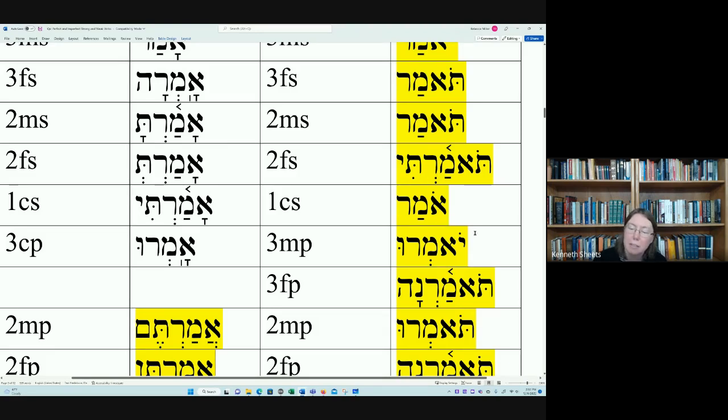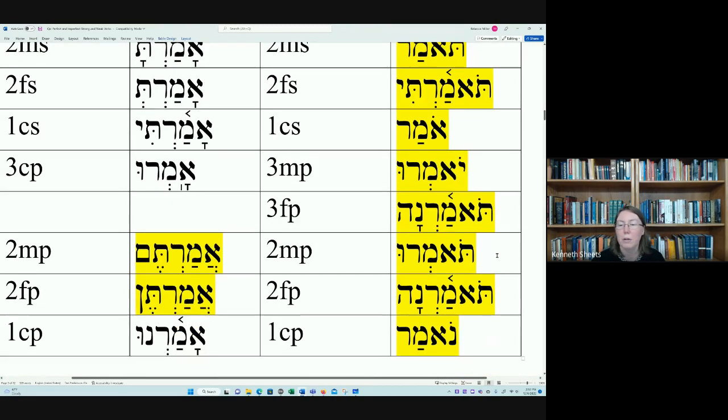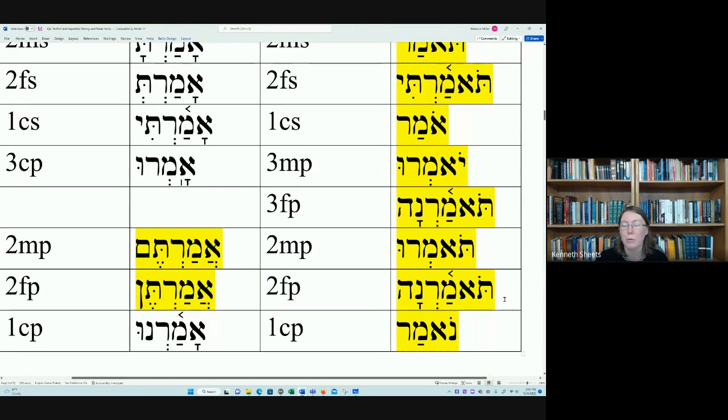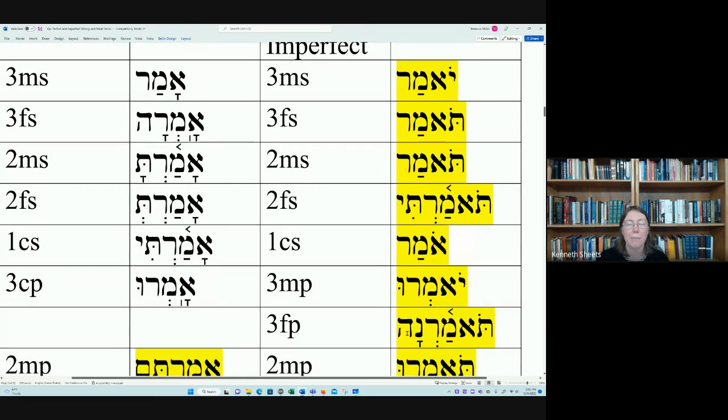omar. Notice that in this instance, so first common singular, we would have anticipated having the aleph as the imperfect preformative. But because of the fact that our root began with the aleph, those two alephs coalesced. That is, they became one. And so thus we have just omar here in this instance instead of a doubling of the aleph. Then you have yomeru, tomarna, tomeru, tomarna, and nomar. And so those are the forms there.